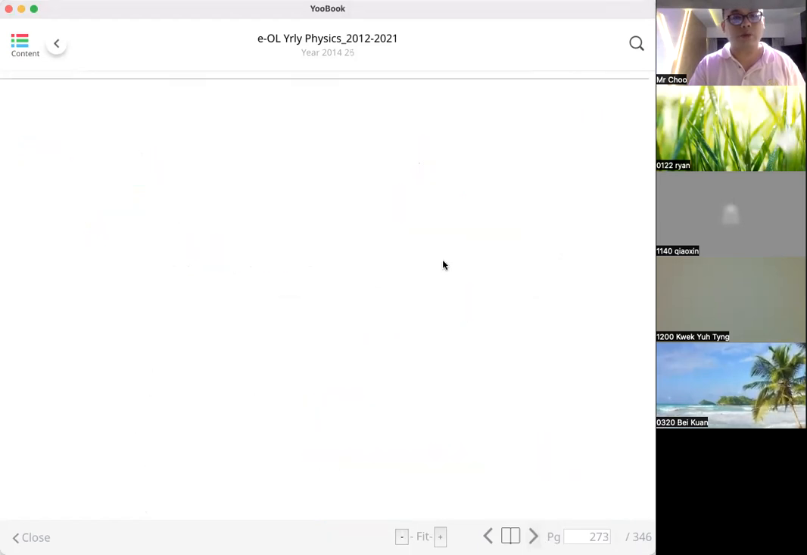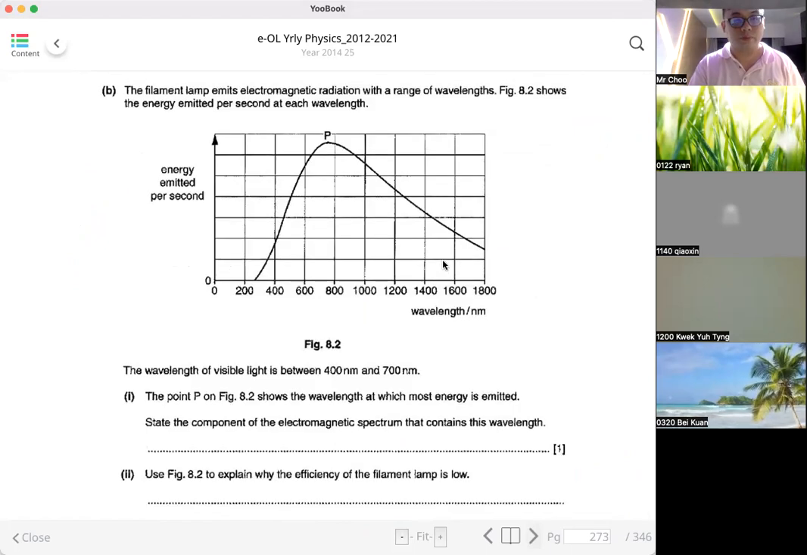Let's do part 2. Are you able to do part 2? We'll skip part 2. This one is under electromagnetic spectrum, so we will not go through that. You all can try yourself. This is a 2014 question for question 8. Part B, you all will go and do yourself. Let me skip the next question, 2017.